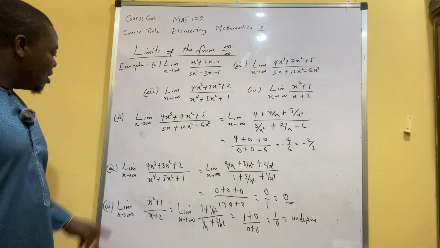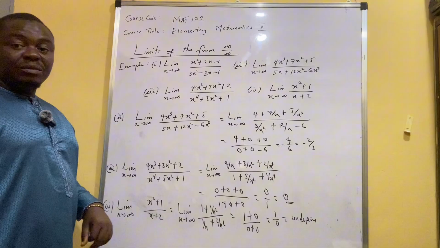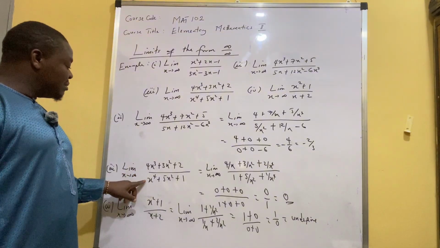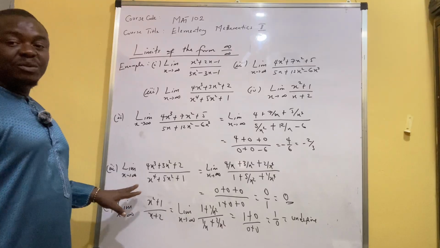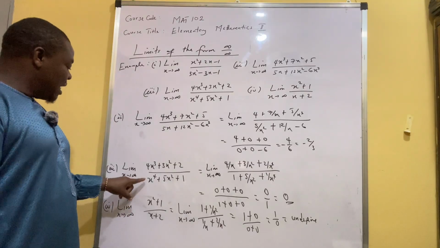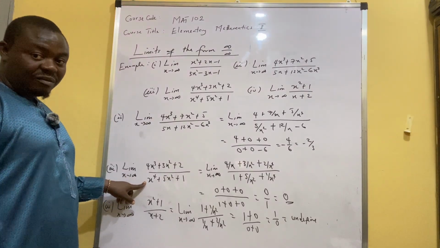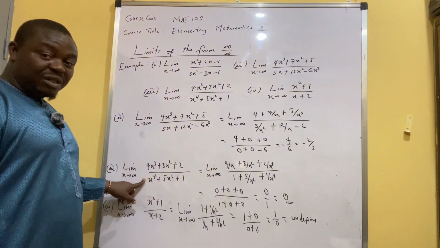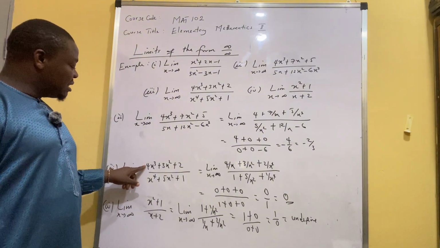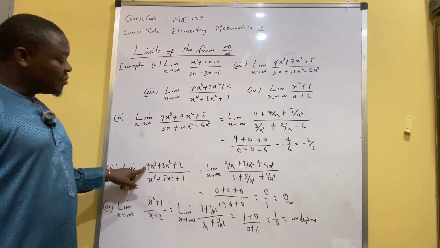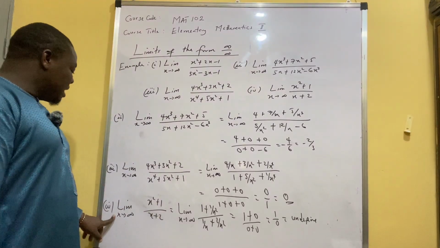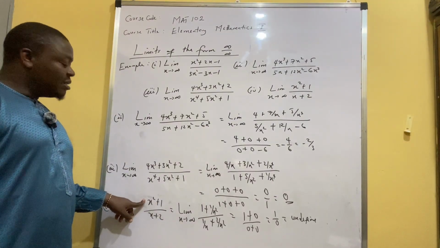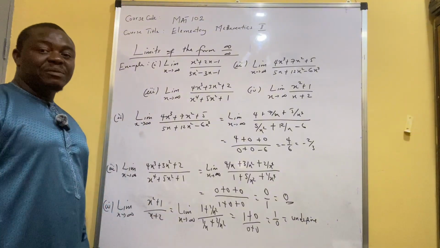Now, if the highest power exists in the denominator, and it is not the same as the highest power in the numerator, then the limit will be 0. But if the highest power exists in the numerator, then it will be undefined. The limit does not exist.